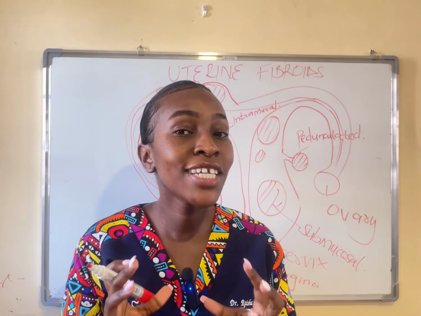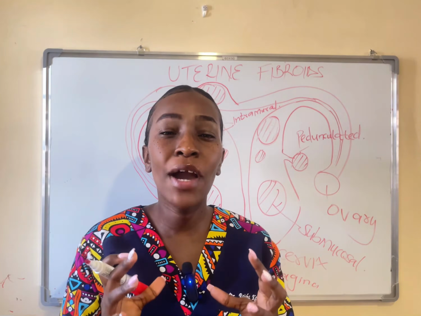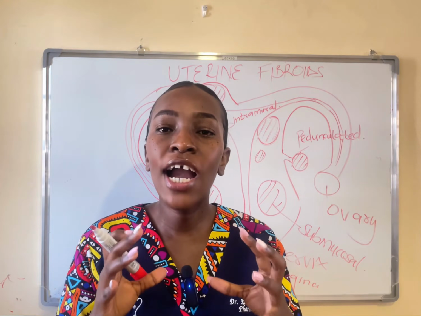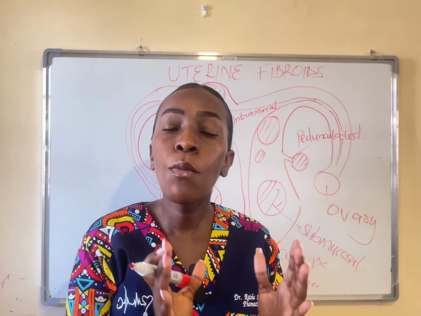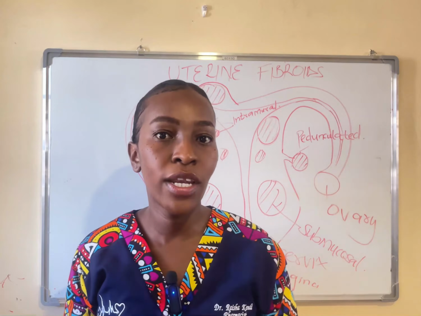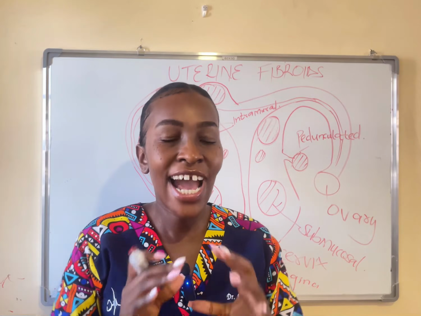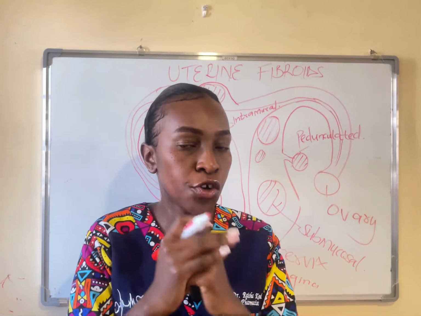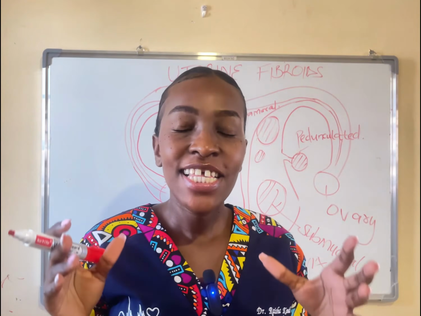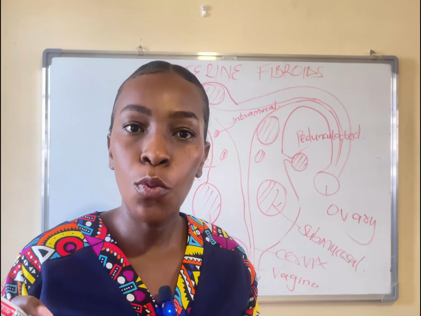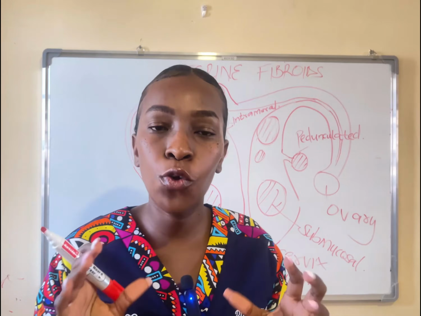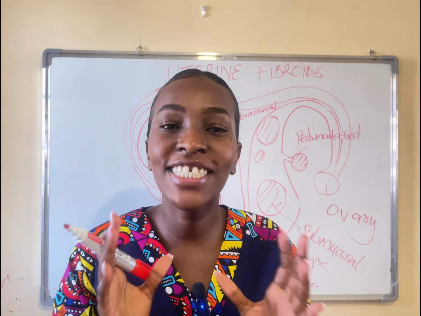So yes, a fibroid can grow up to that, and most of them are usually firm. They occur in multiples. Most of the time when a woman has fibroids, they do not have just one. They have multiple fibroids, and most of the time they are spherical in shape. And as I mentioned earlier, we have some hormones that are known to cause the growth of fibroids, such as estrogen.